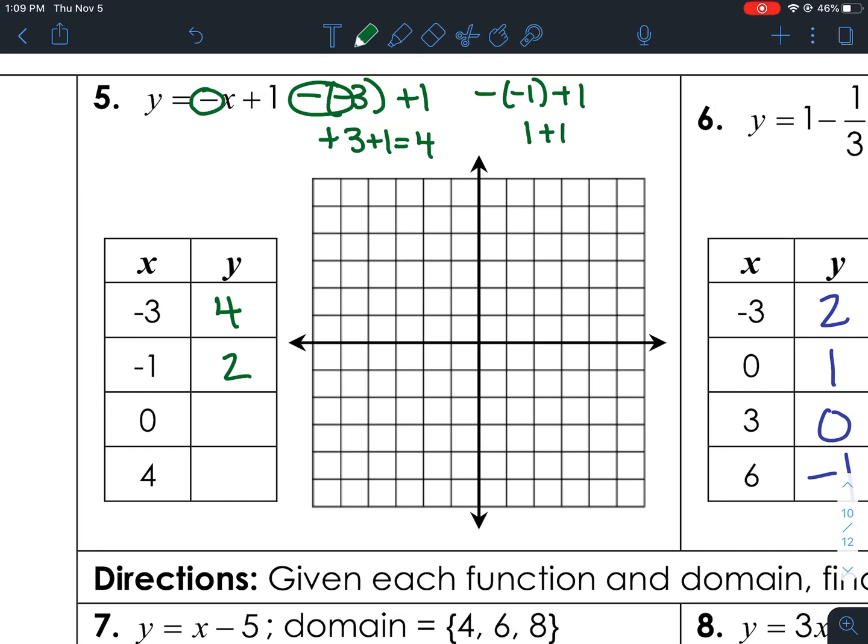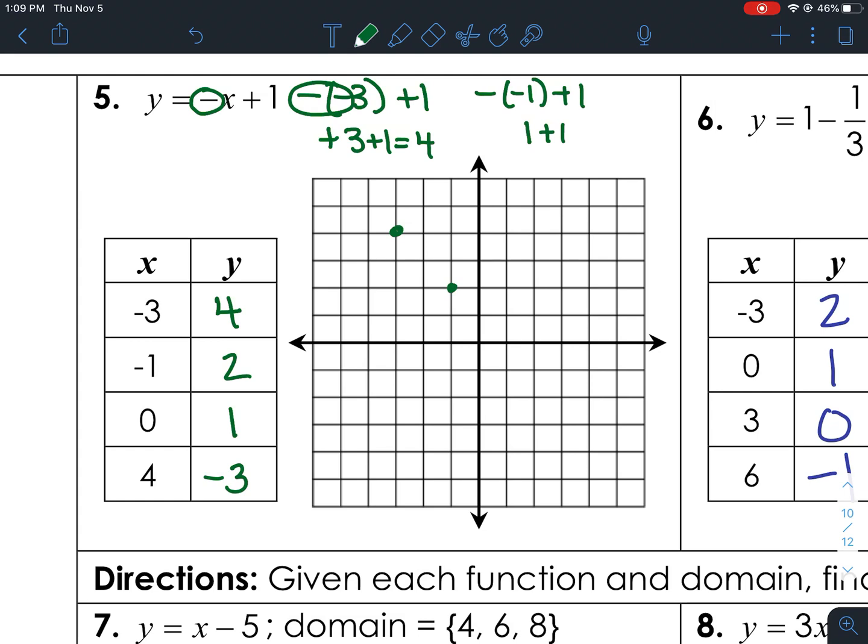Negative 0 is just 0, so 0 plus 1 is 1. And then negative 4 plus 1, which is negative 3. I'm going to go ahead and graph these. So I'm going to start here with negative 3, 4, so that means I'm going over 3 and up 4.